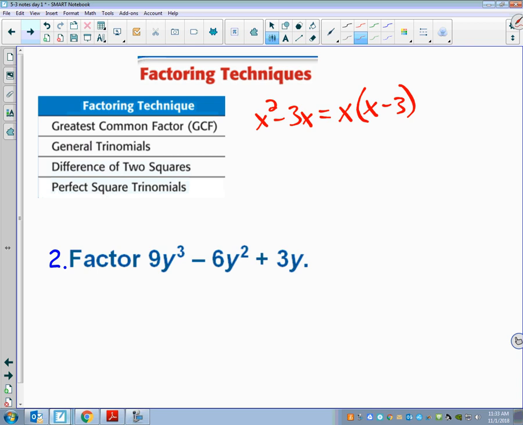General trinomials is when we undo FOIL. I don't really have a good example of that, but that's just where we're going to rewrite it as two parentheses.